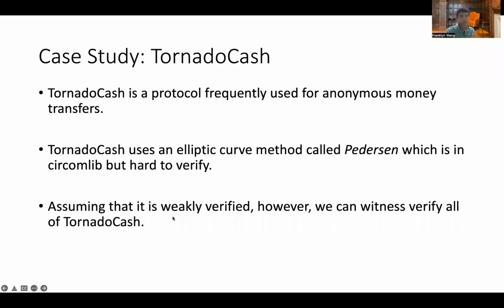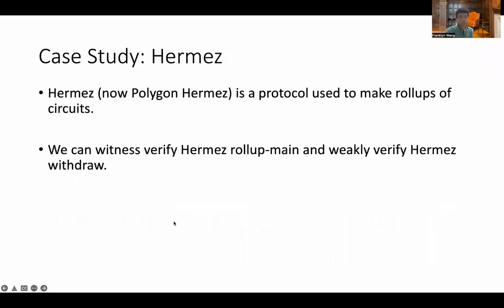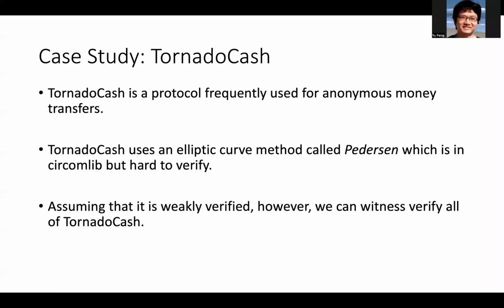If you assume that it is weakly verified, however, we can basically witness verify all of TornadoCash. So could you go back to the TornadoCash example? If I understand correctly, when you say you verify TornadoCash, you mean you verify the circomlib code in TornadoCash, right?